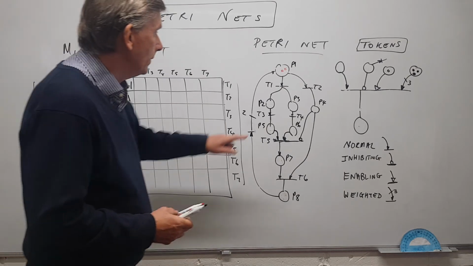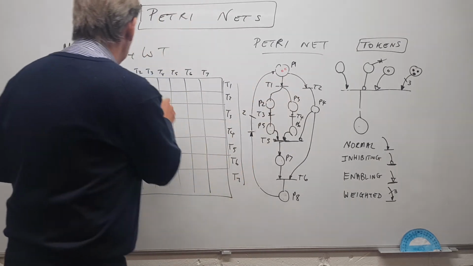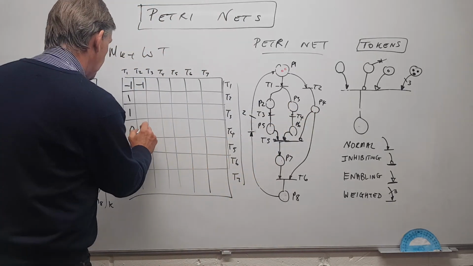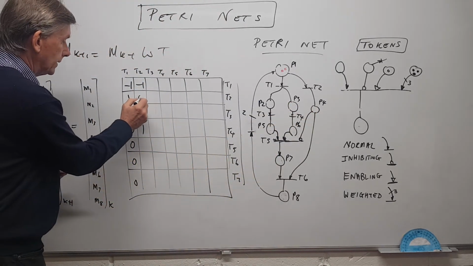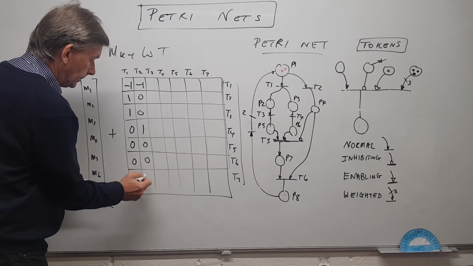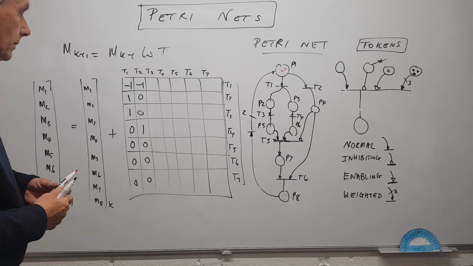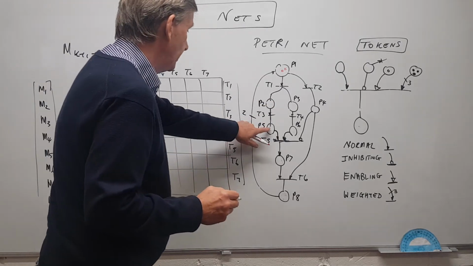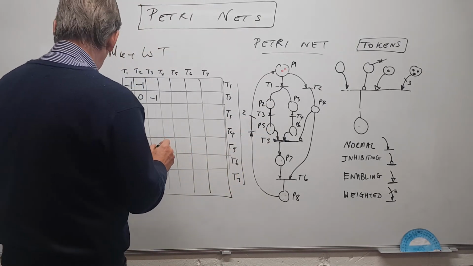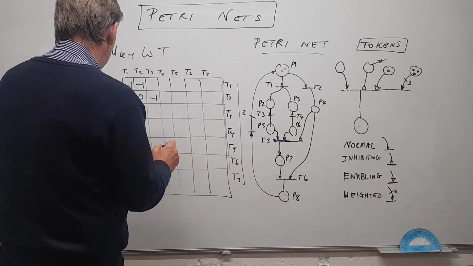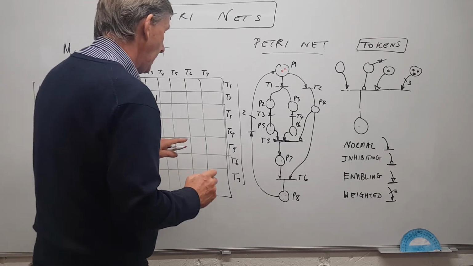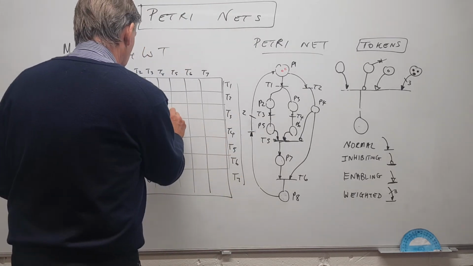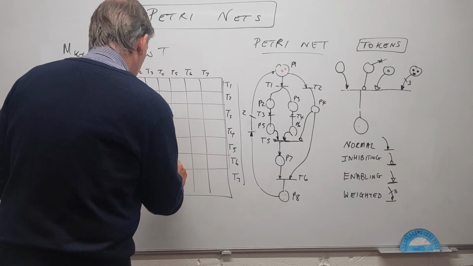Look at T2. If we fire T2, P1 loses a token, and P4 gains a token. So they're the ones that go in there. You can see now the incidence matrix is quite easy to do. T3, P2 loses a token, and P5 gains a token. If we fire T4, P3 loses a token, and P6 gains a token.